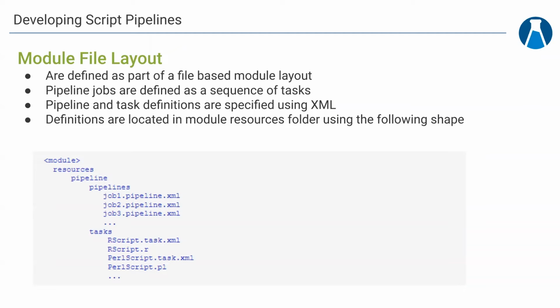And as you can see, they're placed in 2 sibling directories. One is the list of pipelines, the set of pipeline XML files. And then another sibling directory is the tasks, which consists of the task definition files and all the scripts that would be used within those tasks.